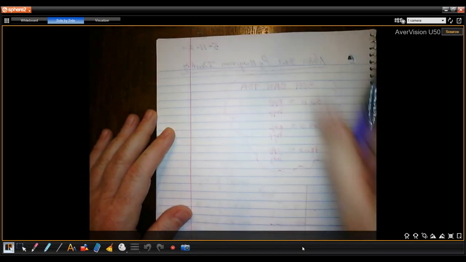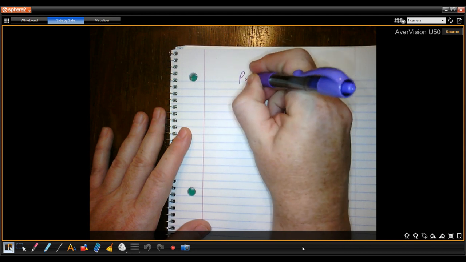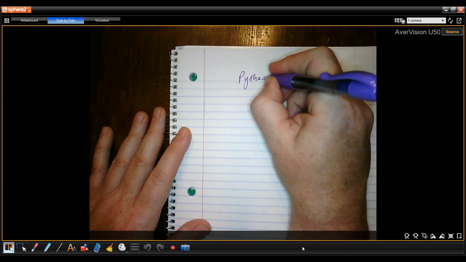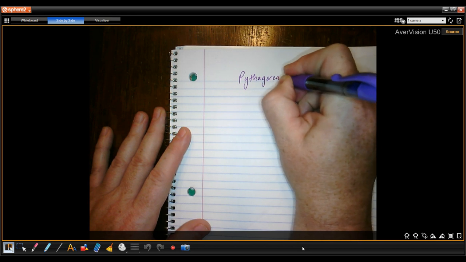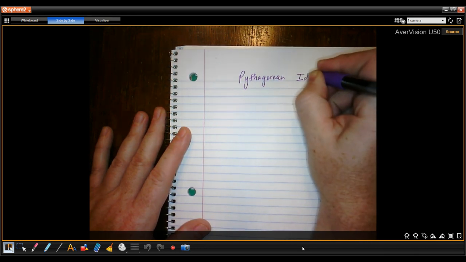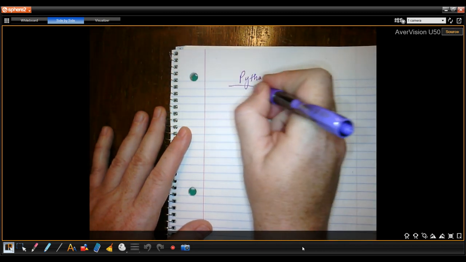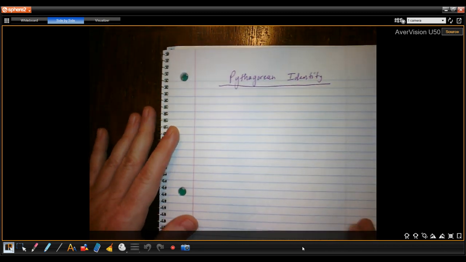So what did we just create? We just created the Pythagorean identity. So Pythagorean identity is our foundation. You will use this a lot next year. So that is our foundation.